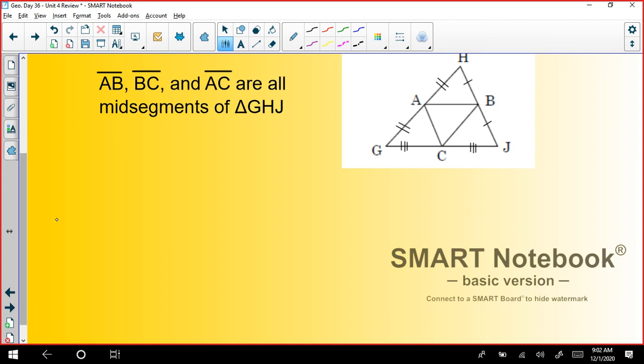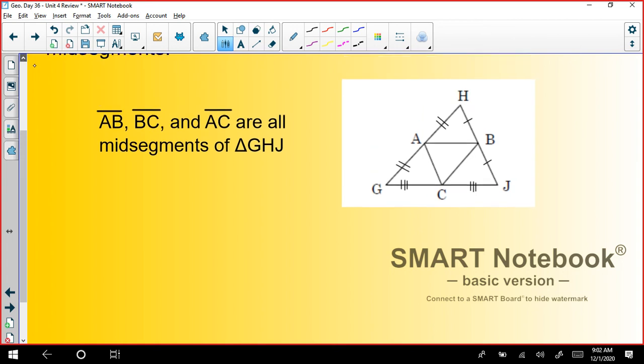A mid segment is nothing but a segment that connects the midpoints of two sides of a triangle. For example, over here, if this is your triangle, A is the midpoint of HG and B is the midpoint of HJ, then AB is called one of the mid segments. Same way, if C is the midpoint of GJ then we can say that AC is a mid segment of this triangle, and BC is also a mid segment. There are totally 3 mid segments.